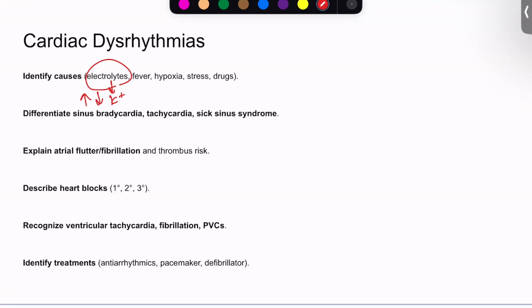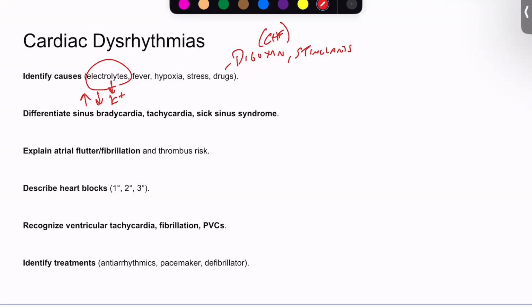Drugs, so for example, we can think of digoxin, that's a big one. Remember, digoxin treats congestive heart failure. But then we have things like stimulants. Those are also known to cause dysrhythmias sometimes. And so sinus bradycardia, tachycardia, and sick sinus syndrome.